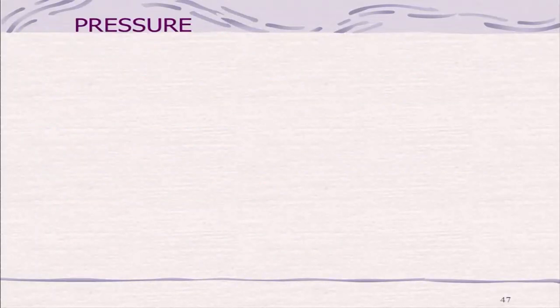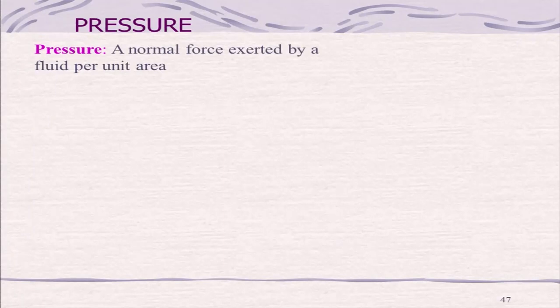So, let us look at pressure. What do you mean by pressure? In a gas or in a fluid, either a gas or a liquid, pressure is basically force per unit area, or force exerted by a fluid per unit area, am I right? Therefore, the unit will be Newton per meter square, which we call a Pascal. So, 1 Pascal is equal to 1 Newton per meter square.